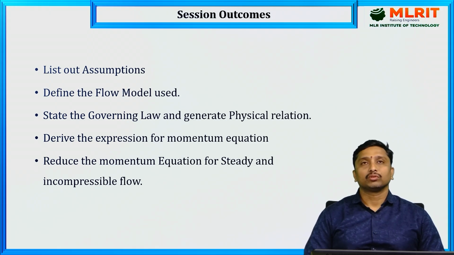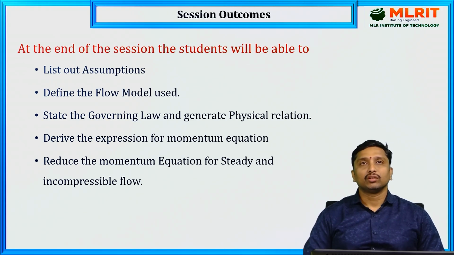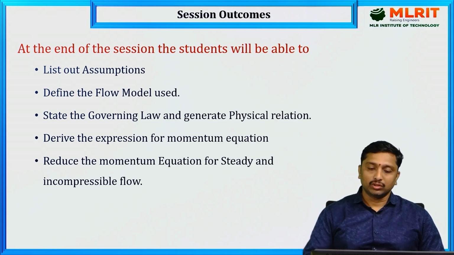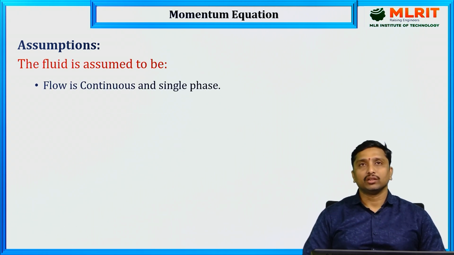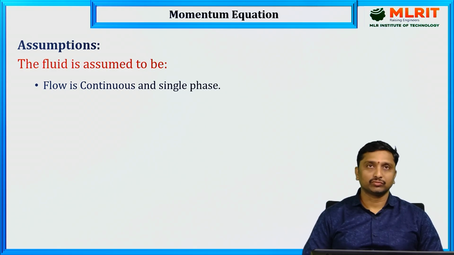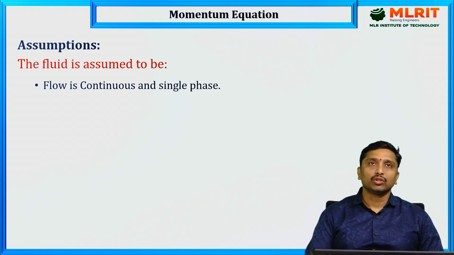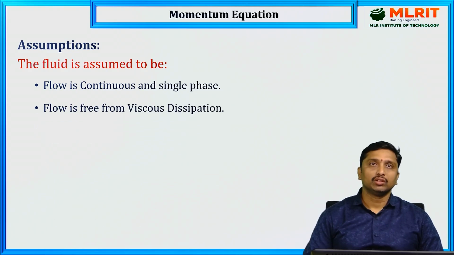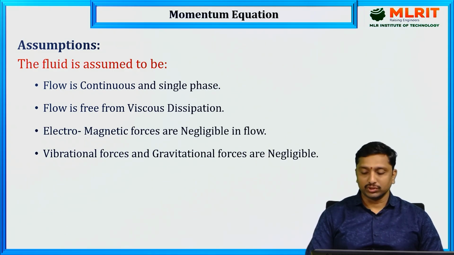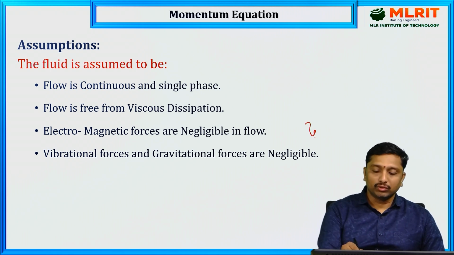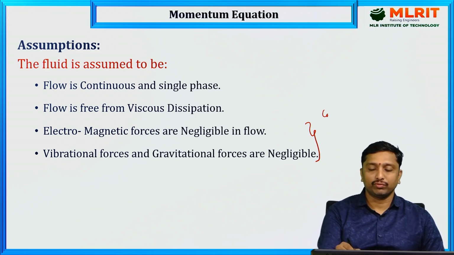So let us start with the list of assumptions. The first and foremost is that flow is assumed to be continuous, and the phase of the flow is uniform, that is, it is going to be a single phase flow. This ensures that the mass and the energy of the system are constant. Then we assume flow is independent of viscous dissipations. Then electromagnetic forces are negligible, and vibrational forces and gravitational forces are considered to be negligible. These help us in reducing the complexity of the equation.